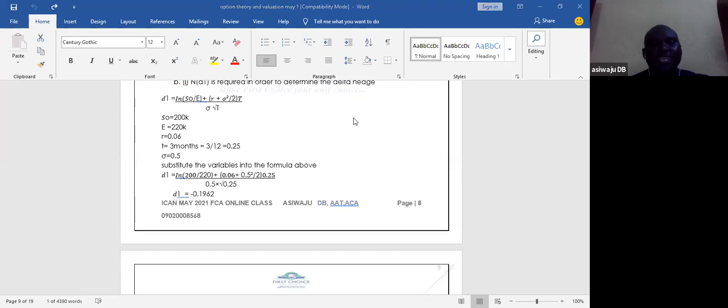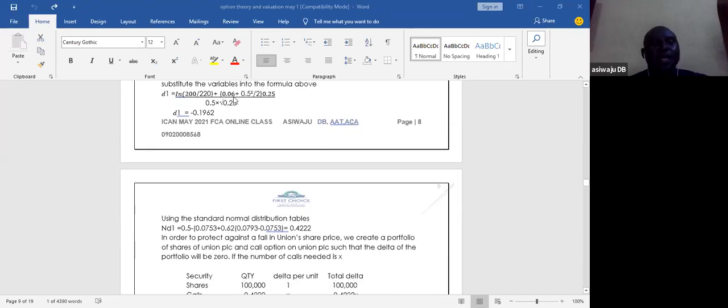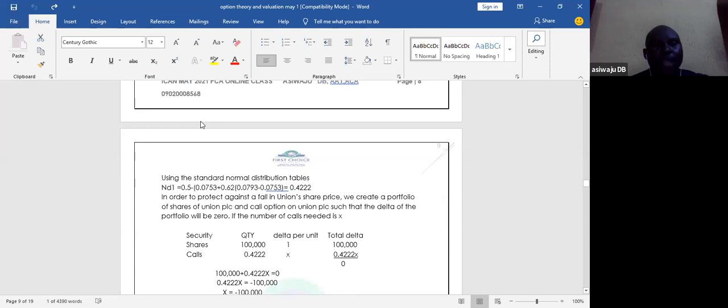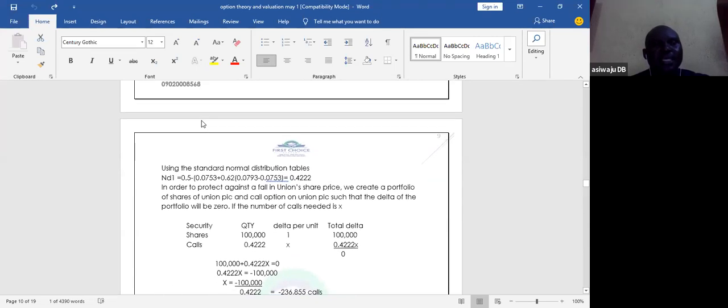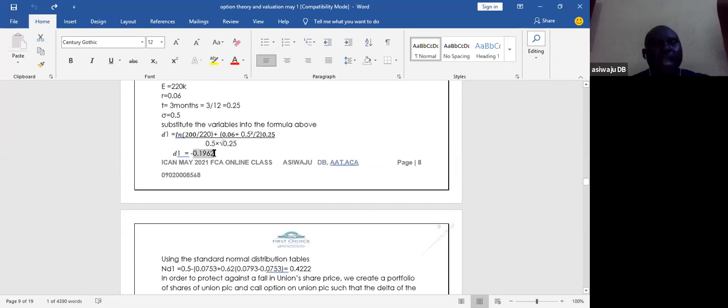Network is enemy of progress. All right, please reconfirm that your D1 is negative 0.1962. Applying your calculator, please reconfirm that you are able to get negative 0.1962. At least I need some students to reconfirm this so that we can proceed.